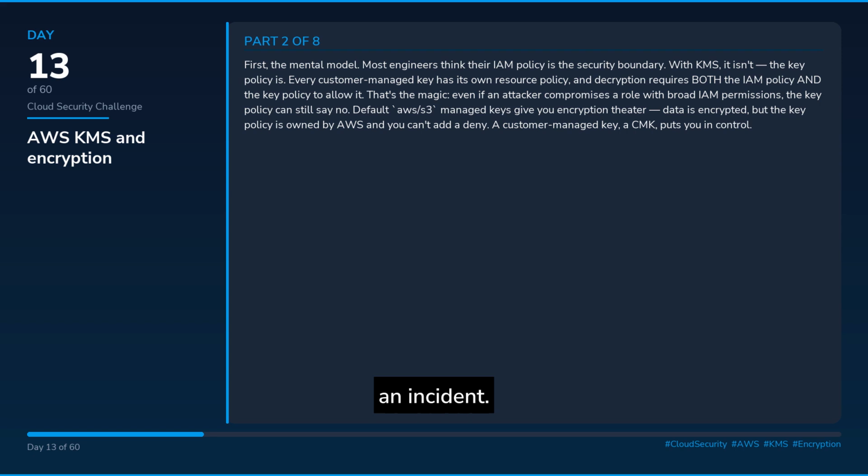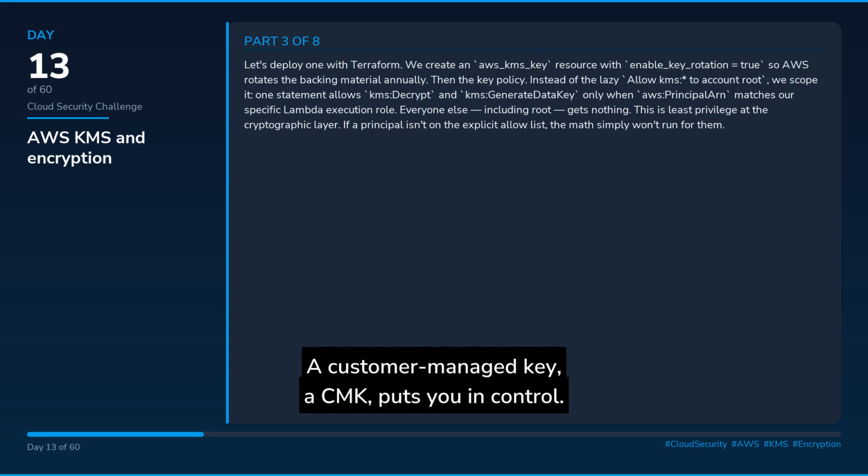Default AWS/S3 managed keys give you encryption theater. Data is encrypted, but the key policy is owned by AWS and you can't add a deny. A customer-managed key, a CMK, puts you in control. Let's deploy one with Terraform.